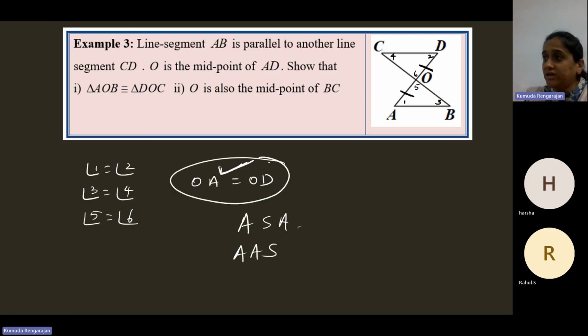OA is equal to OD. OA is the included side for which two angles in the first triangle? In the first triangle, we have angle 1, angle 3, angle 5. Let me ask you like this: which is the included side for angle 1 and angle 3?